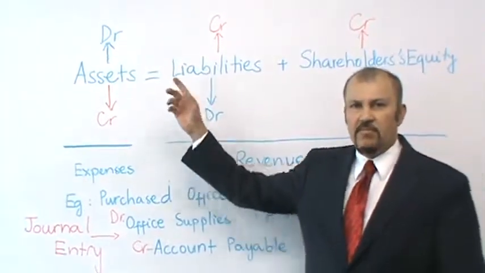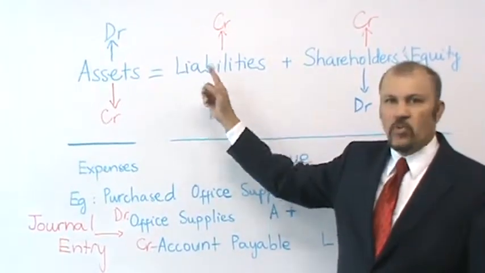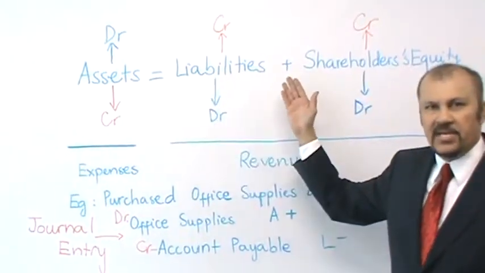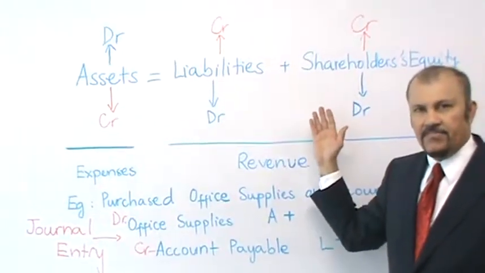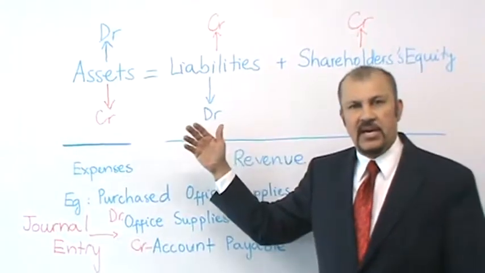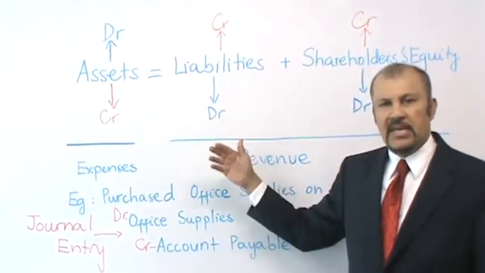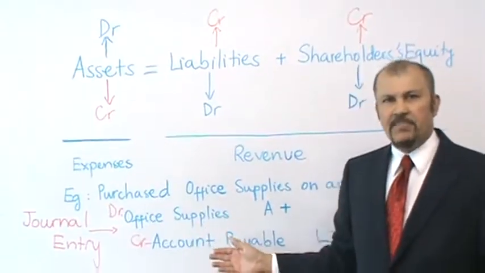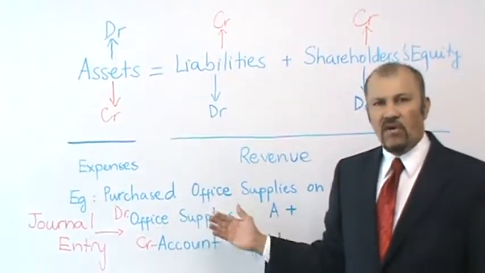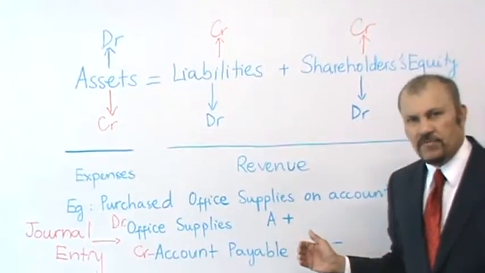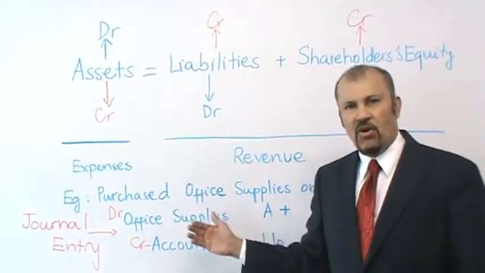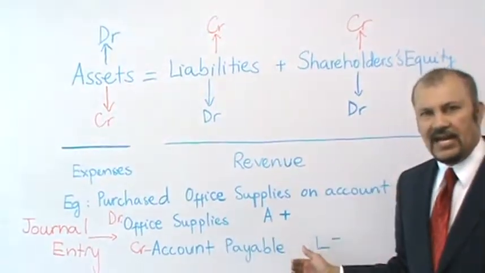You can start off by writing out the accounting equation, which you should all be familiar with: assets equals liabilities plus shareholders' equity. Also, to help us understand these rules and remember them, I'm going to use a sample transaction that I've written at the bottom. The sample transaction is purchased office supplies on account.